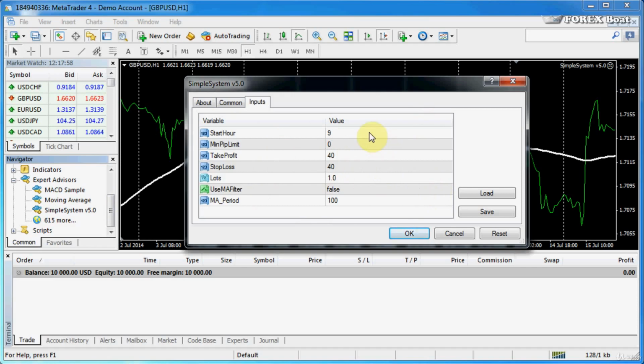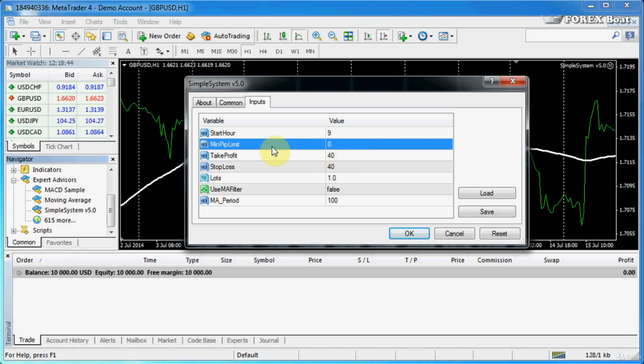Start hour is essentially the hour when we're looking for the trading pattern, and that was something that was outlined in the demonstration video, and here the default value is 9 o'clock in the morning. Min pip limit is a new parameter which has been introduced in SimpleSystem version 5.0, and it is actually an improvement which was suggested by one of the students in the course on algorithmic trading for complete beginners, and it works quite well, and we'll discuss this further down the track in the course.